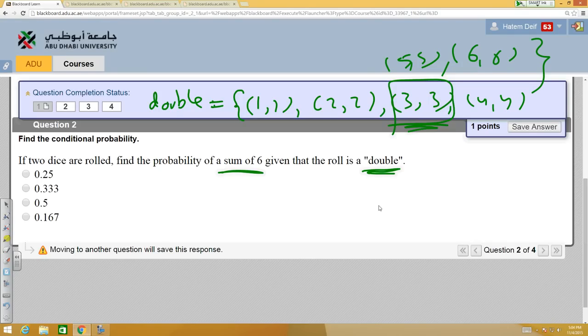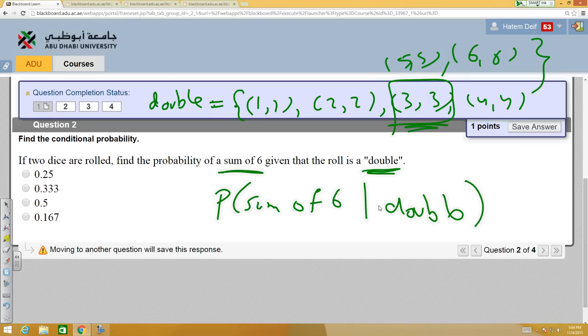So the word given here, the probability of a sum of 6 given double. Again, the word given means I am telling you it is a double. Before you answer, I want to let you know it is a double. So you know for sure it will be from those. It's like selecting from those 6 possibilities, only one of them. What is the chance it will be a sum of 6? Any questions about that?